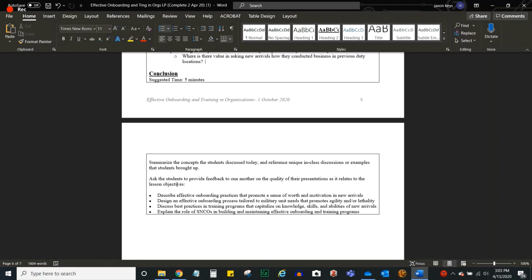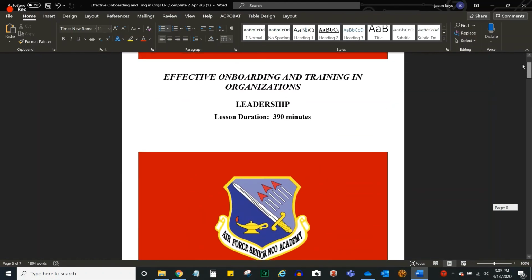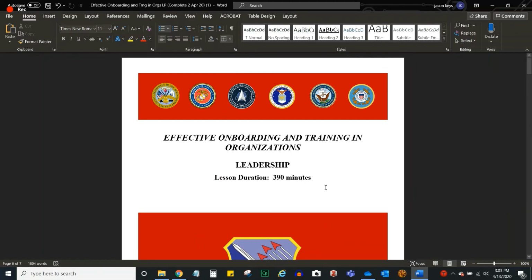Again, you can do one-on-one feedback, group-to-group feedback. It doesn't really matter, as long as the students are providing feedback to one another on how everything went today as it relates to these learning objectives, you've met the intent of the conclusion. So that is it. That is the 6.5 hour lesson on effective onboarding and training in organizations.